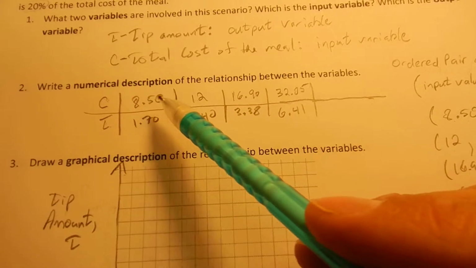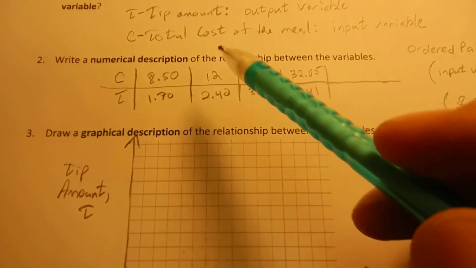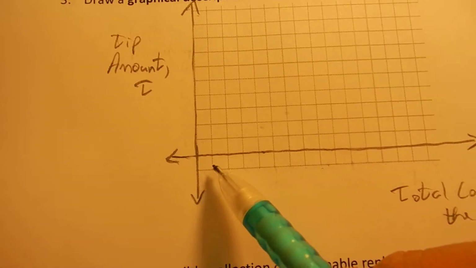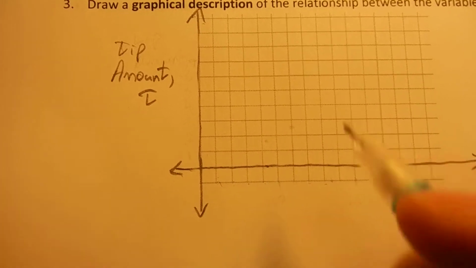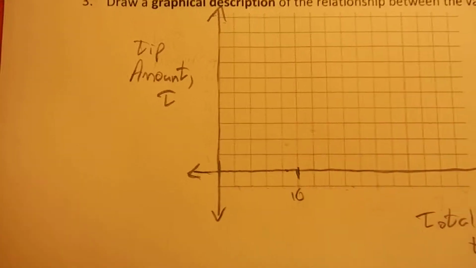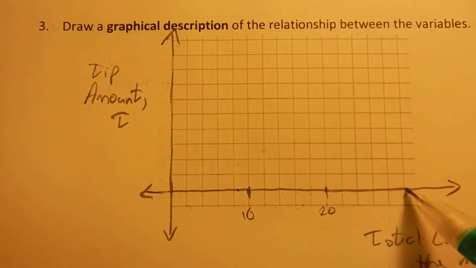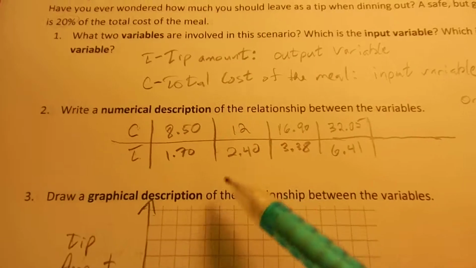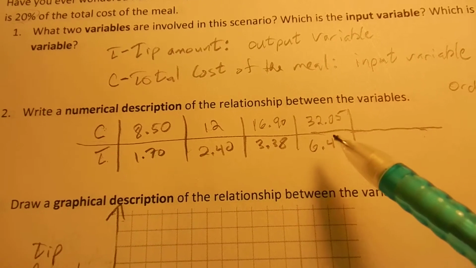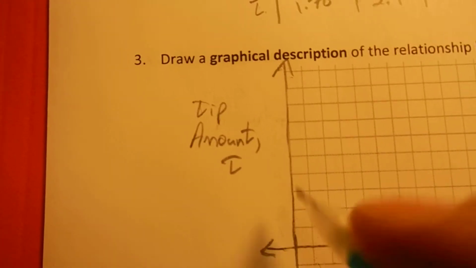So you have to take a look at your input values, what they range from, look at the grid, see what you have, and the goal is to use as much of this grid as possible. So after some thought, you should come up with each grid line representing $2 along this horizontal axis. So 2, 4, 6, 8, 10, and 2, 4, 6, 8, 10. So that's the 20 marker. 2, 4, 6, 8, 10. So that's my 30 marker. And the output values, or the tip amount, range from $1.70 to $6.41. So depending on how much room you have, we can get away with each grid line representing $1.